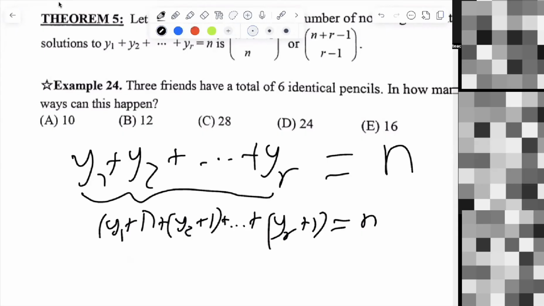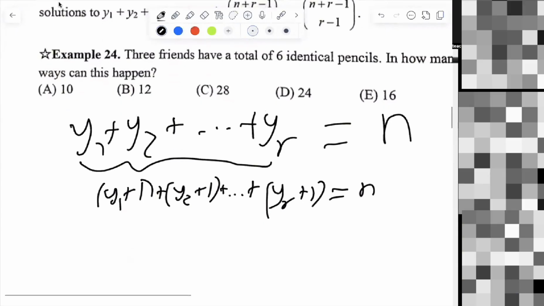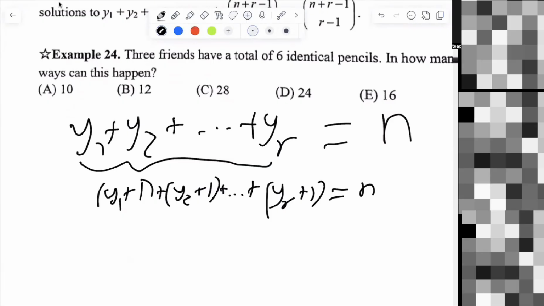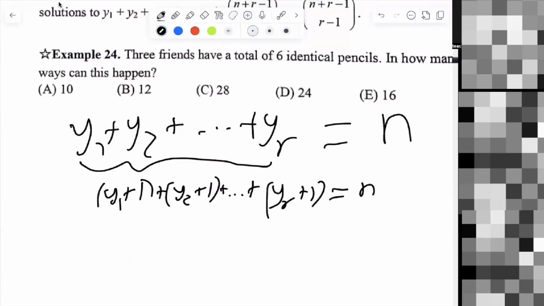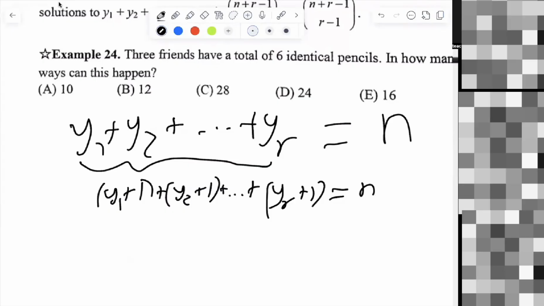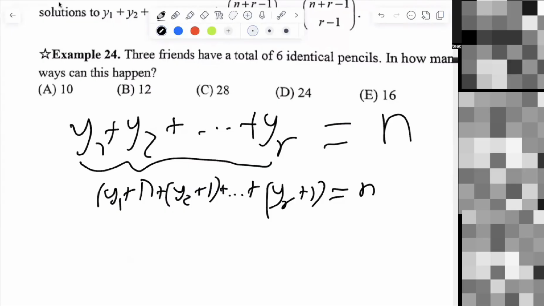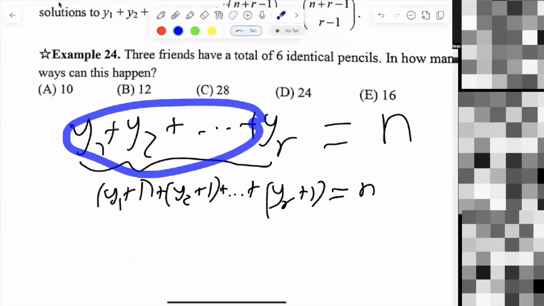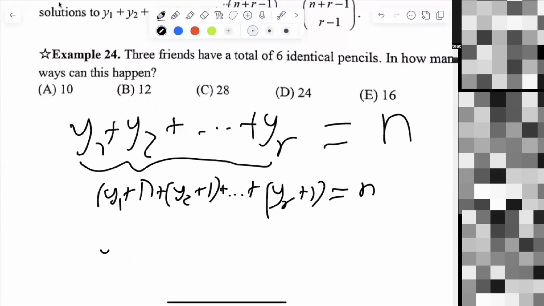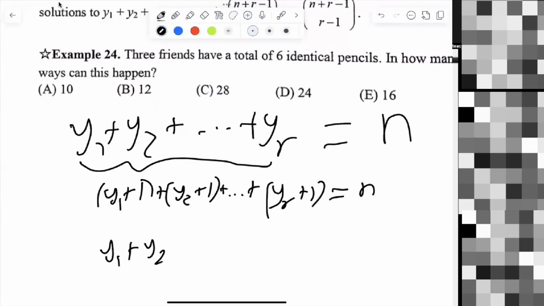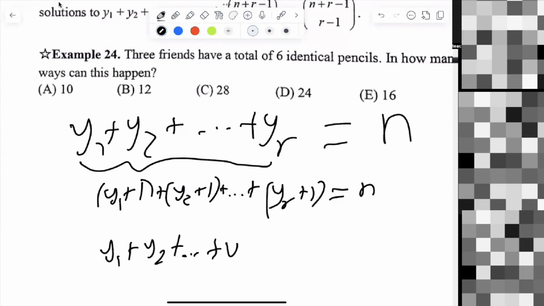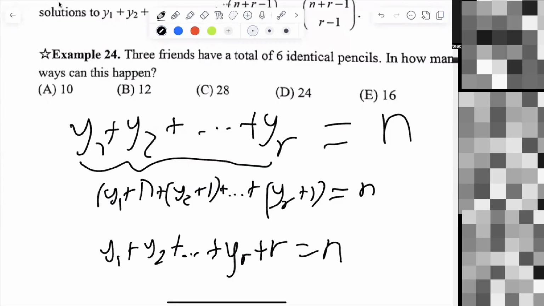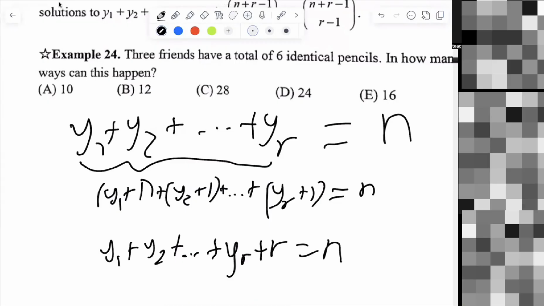Now, how do we do it from there? Well, there's r total variables, and we add 1 for each one of the r variables. This gives you a total of r. We added one r times, so it's just r. So we can write this exact same sum over here and transfer it to here. We get y1 plus y2 plus dot dot dot plus yr plus r equals n. Now you'll start to see where the formula comes up.